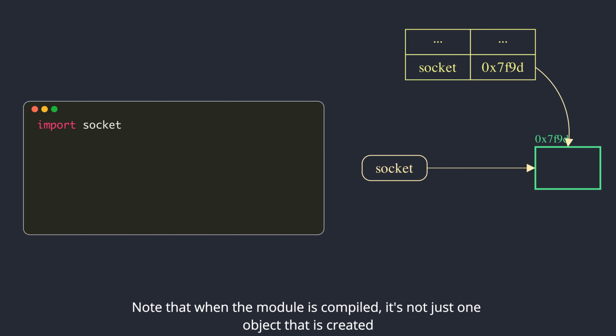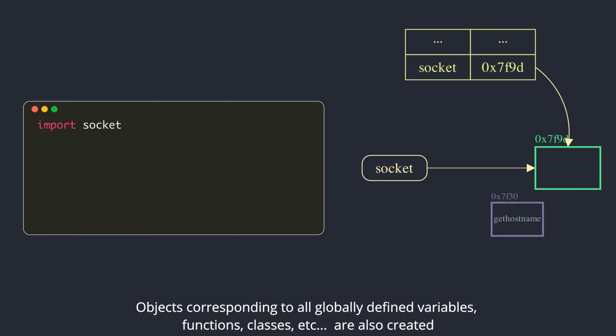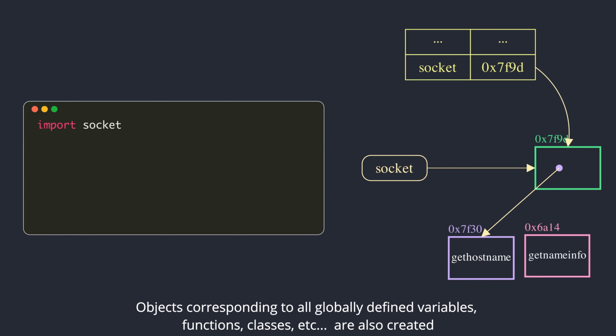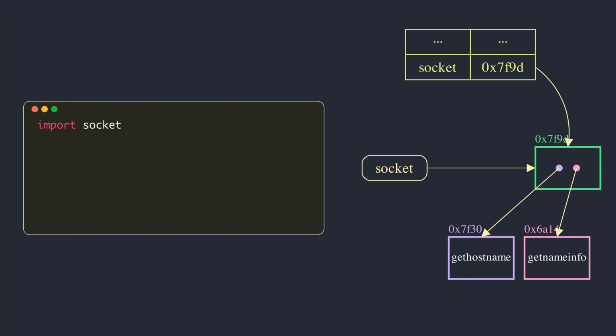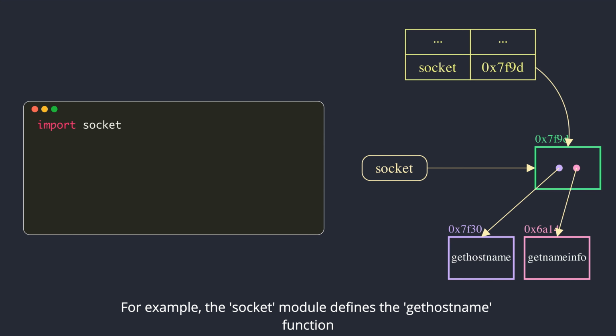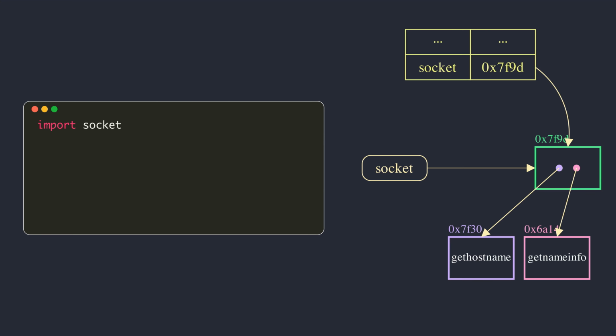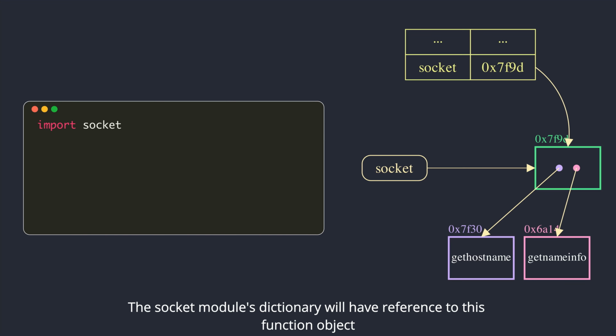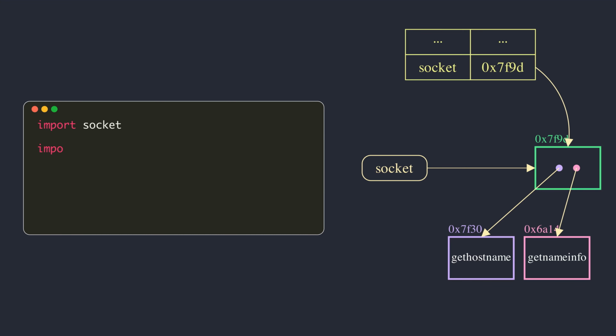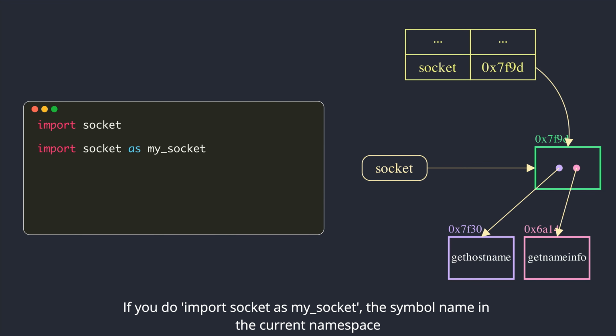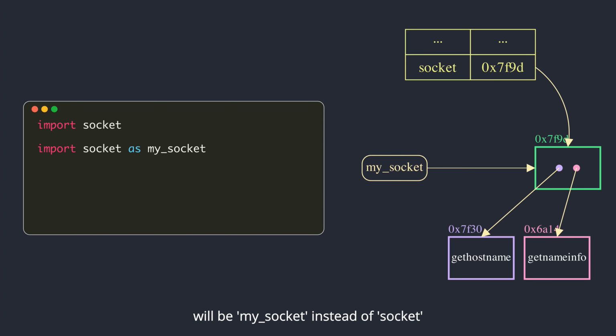Note that when the module is compiled, it's not just one object that is created. Objects corresponding to all globally defined variables, functions, classes, etc., are also created. For example, the socket module defines the gethostname function, so a function object will be created in memory. The socket module's dictionary will have a reference to this function object. If you do import socket as my_socket, the symbol name in the current namespace will be my_socket instead of socket.